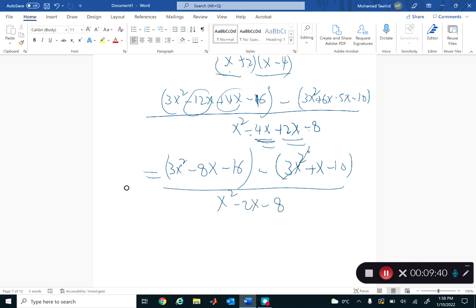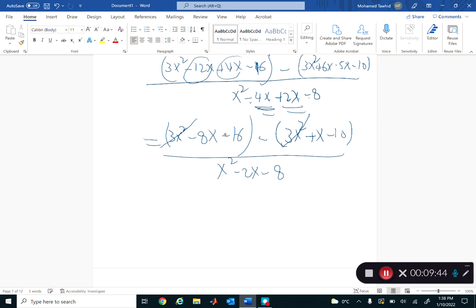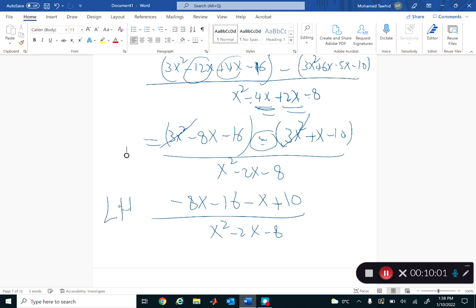Look what you have. 3x squared cancels with 3x squared, right? They are the same. There is a minus sign here, so you have negative x minus 16. Negative multiplied by x, you get negative x. Negative multiplied by negative 10, you get plus 10. The whole thing divided by x squared minus 2x minus 8. Remember, that is your left hand side, and try to simplify as one fraction.